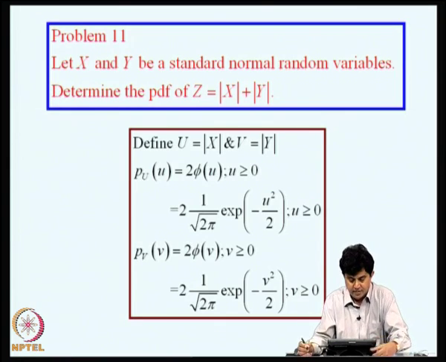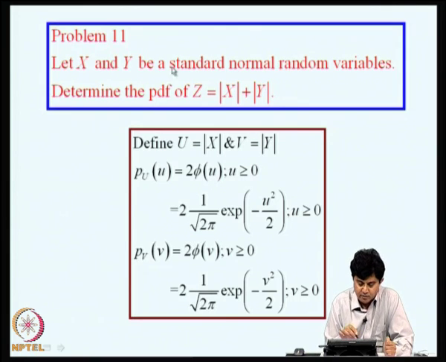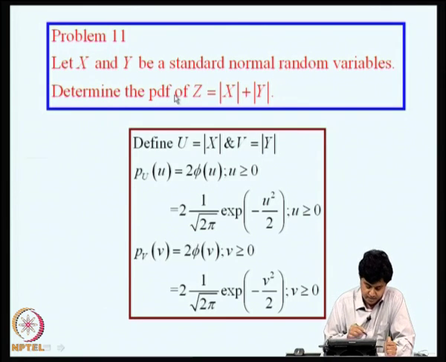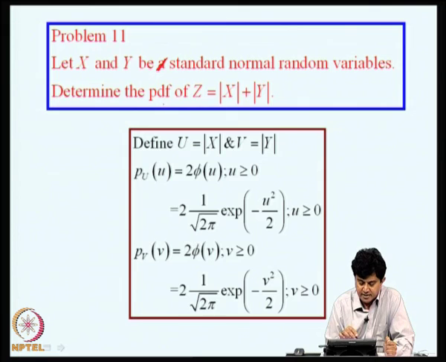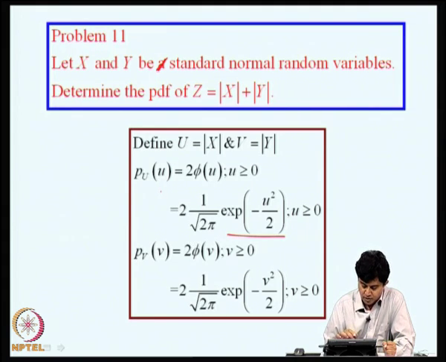Now, a slightly complicated problem. Let x and y be standard normal random variables. We are asked to find the probability density function of z, which is the sum of mod x and mod y. So, what we do is we define u to be mod x and v to be mod y, and we have obtained the probability density function of mod x and mod y just now. So, the probability density function of u is given by this, and the probability density function of v is given by this.